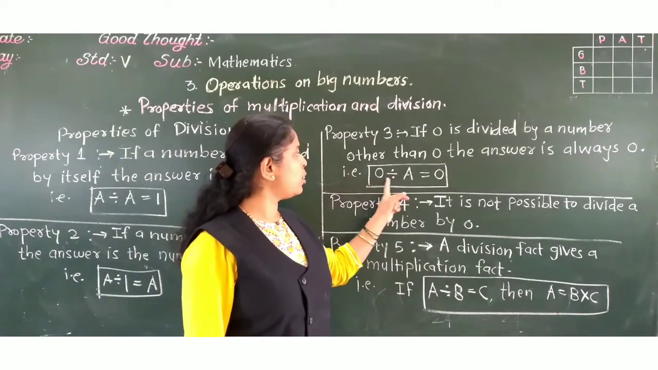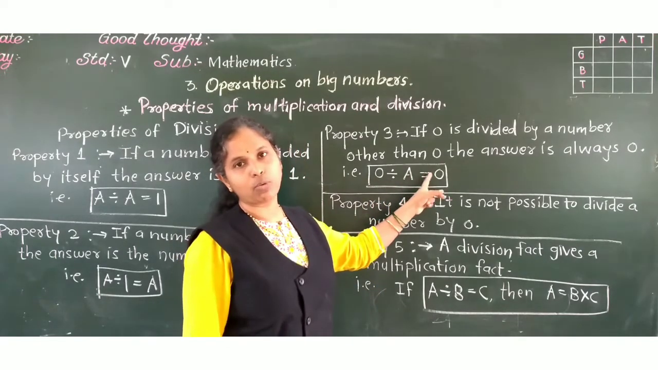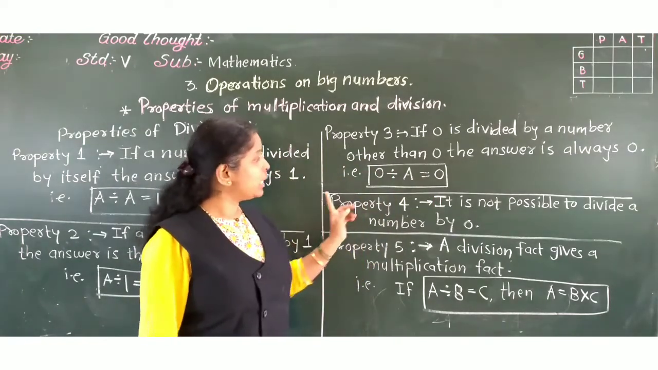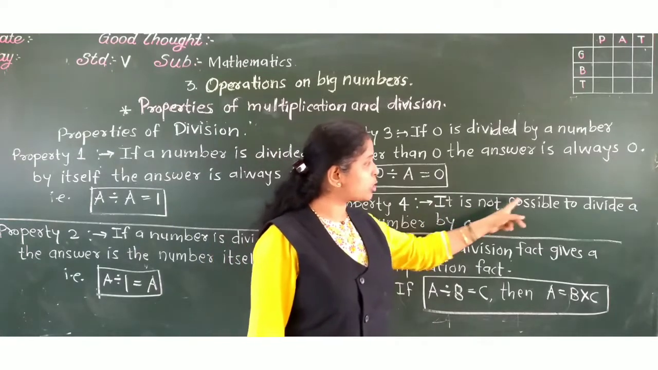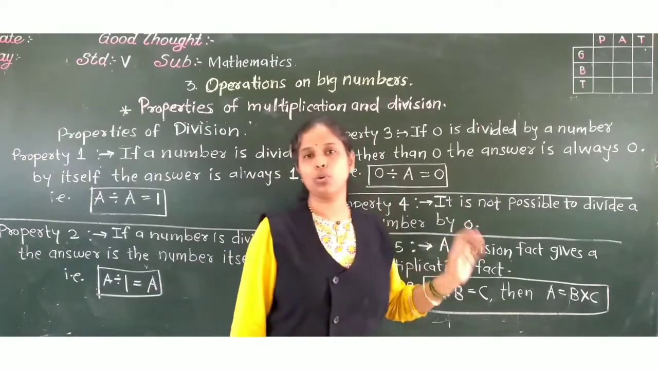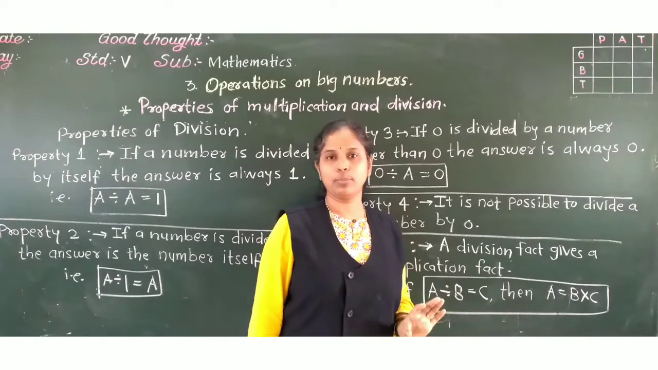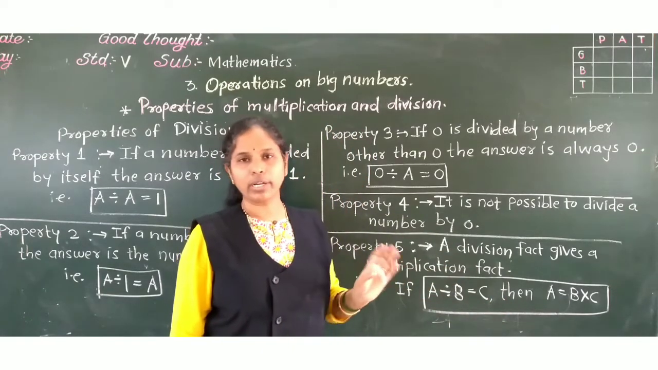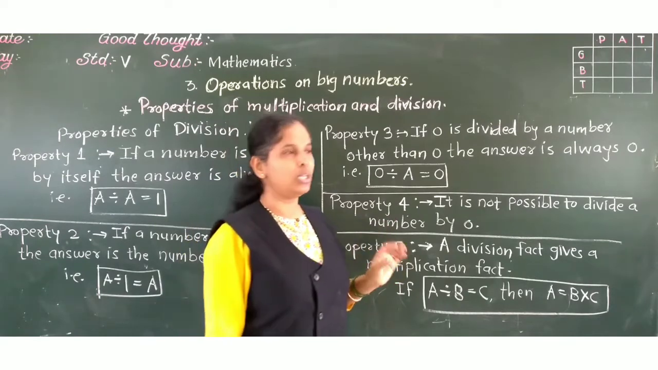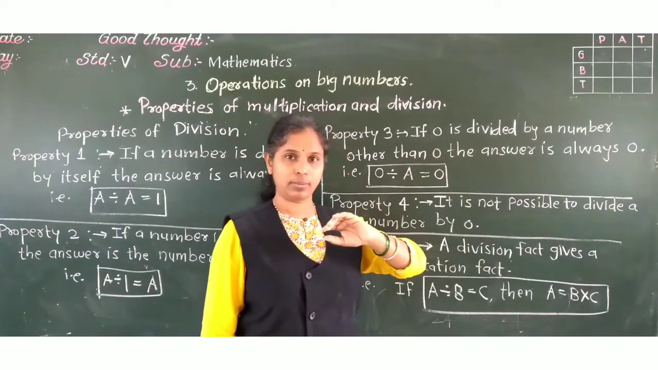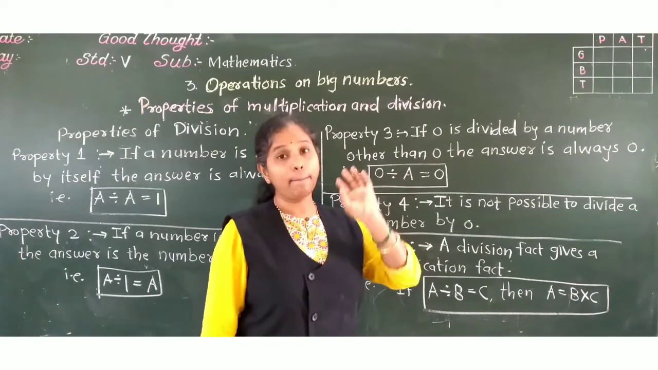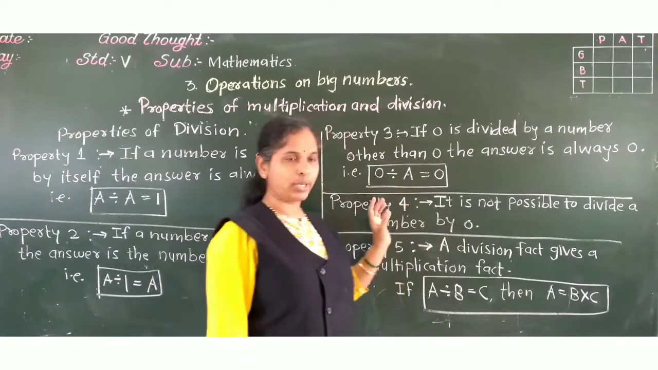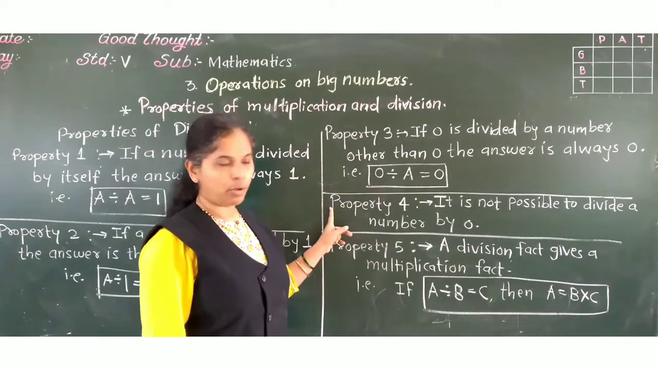That is, 0 divided by a is equal to 0. Now the fourth property: it is not possible to divide a number by 0. It is not at all possible to divide any number by 0. Okay? We cannot divide any number by 0. 0 we can divide by any number, and there we get the answer 0. But any number we cannot divide by 0. Okay? This is the fourth property of division.